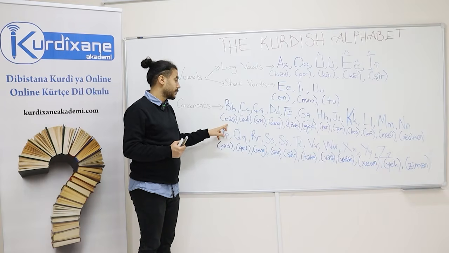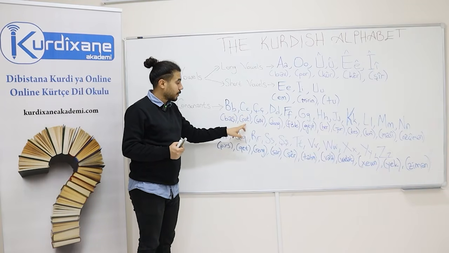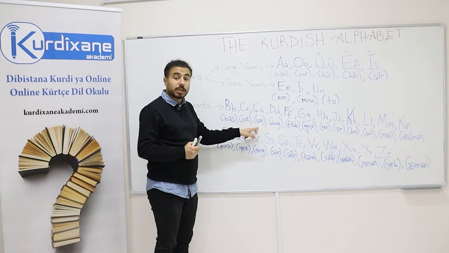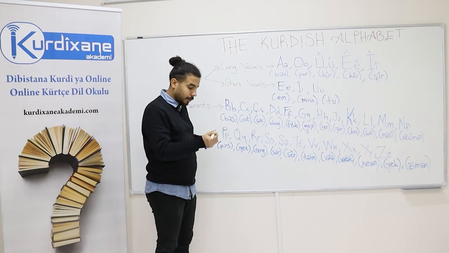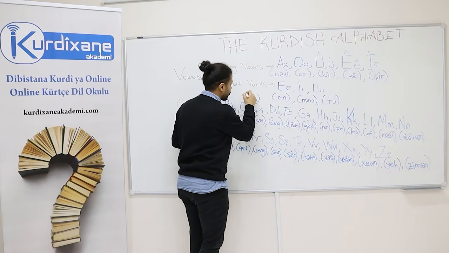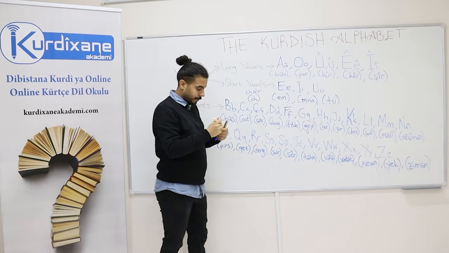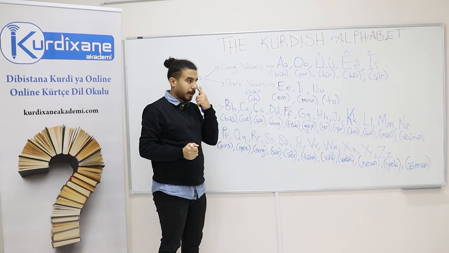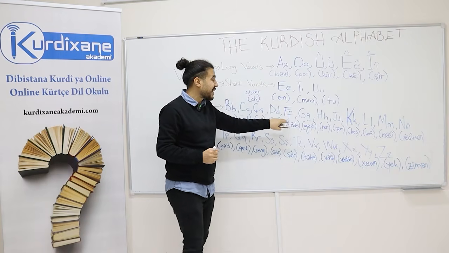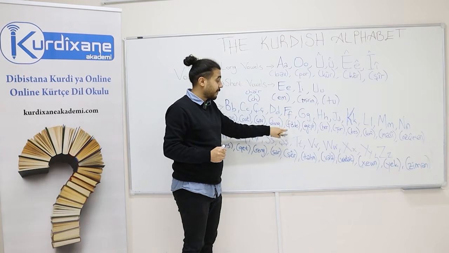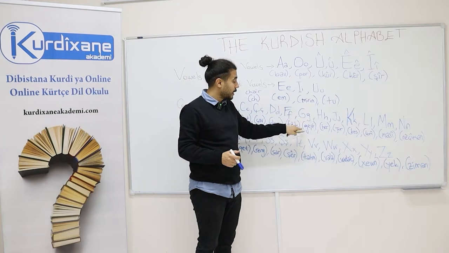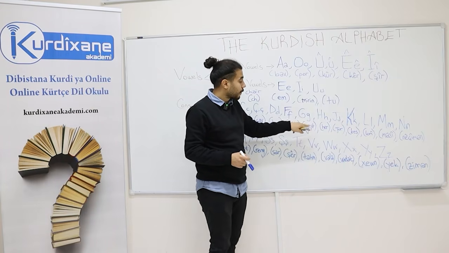B, baş, which means good. C, jod, which means pear. Ç, which means jav. It's exactly the same as the ç sound in chair in English. Çav, which means eye. De, deng, which means voice or sound. Fe, fede, which means benefit. Ge, gesht, which means trip.